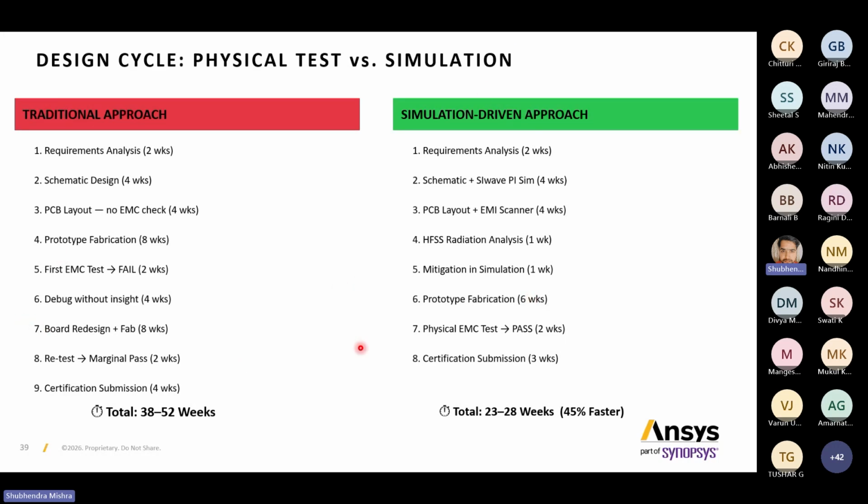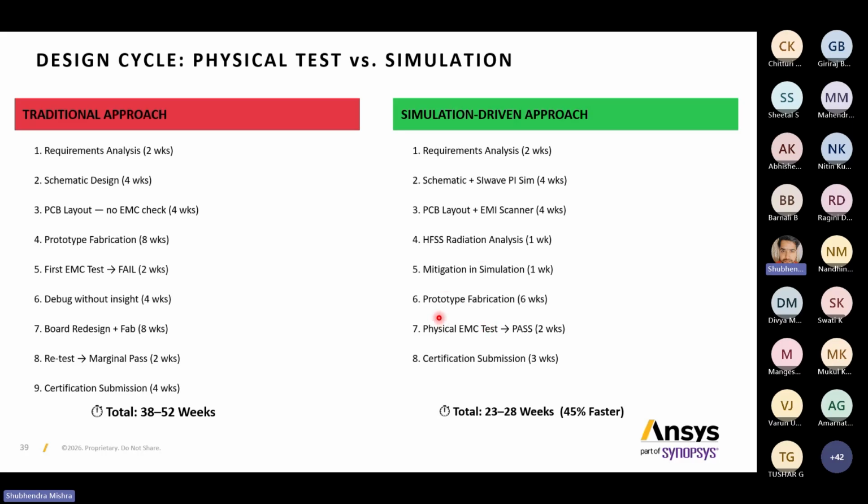Now, what you can change with the simulation approach is that your time will be reduced from 32 to 52 weeks to 23 to 28 weeks, which is 45% faster. So when I go to the board redesign, before that, I will do the PCB layout plus EMI scanner, do the radiated analysis, do the iteration of the simulations, and the fabrication phases. Then we go to the physical EMC test.